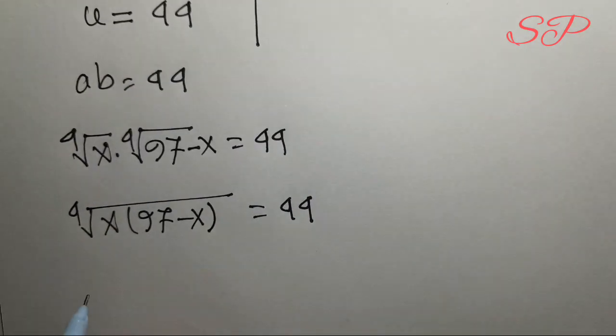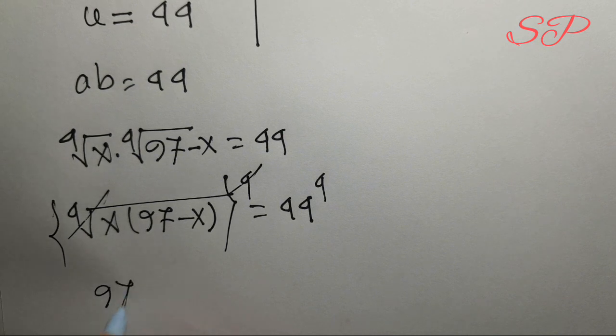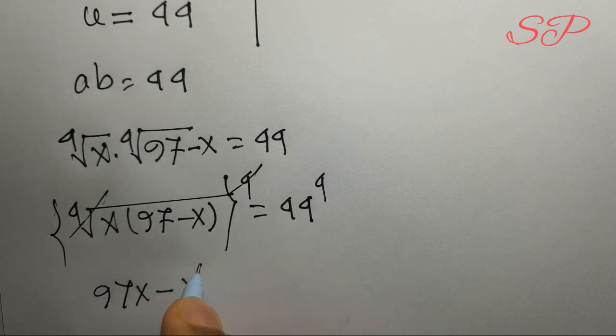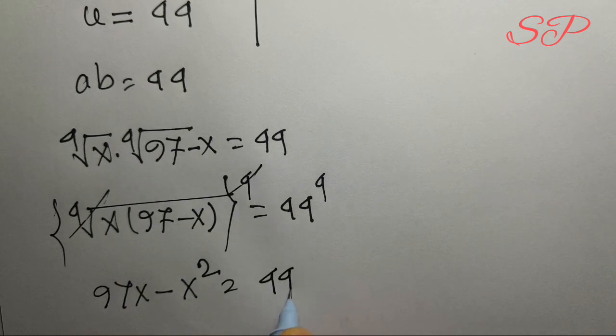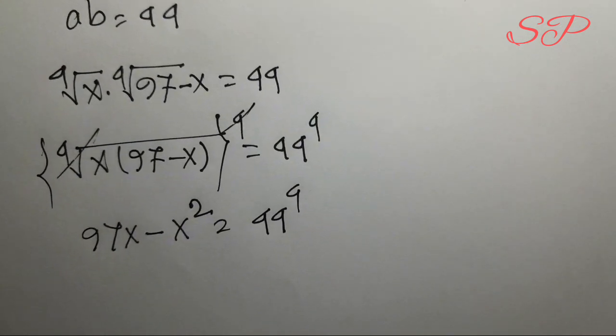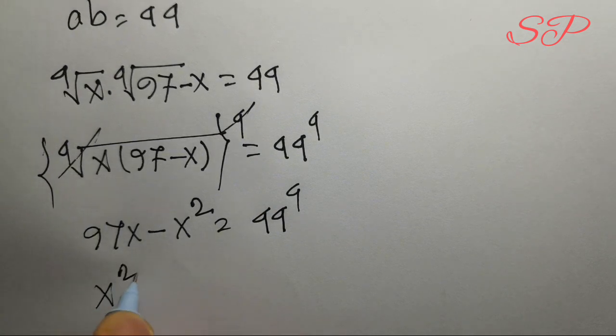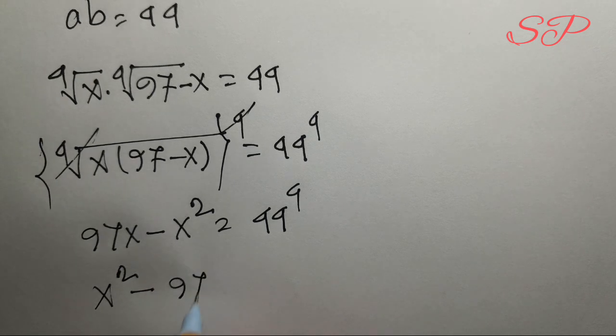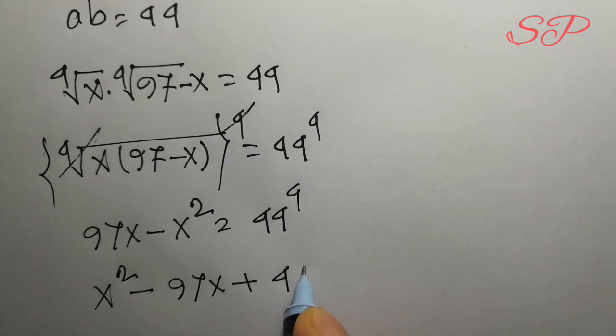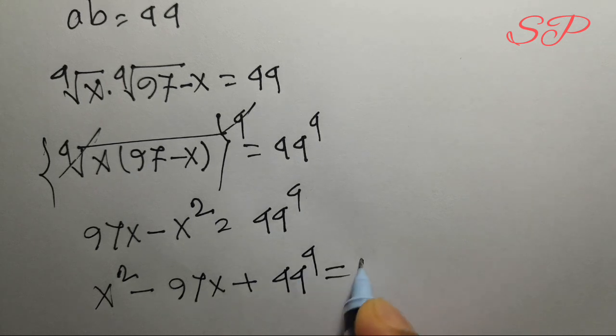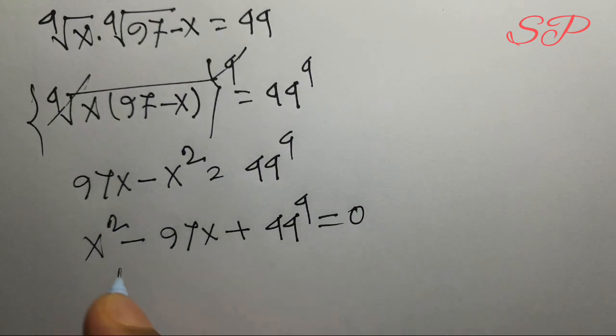Taking the fourth power of both sides, the fourth power and fourth root cancel. So 97x minus x square is equal to 44 to the power 4. Rearranging this equation, x square minus 97x plus 44 to the power 4 is equal to 0.